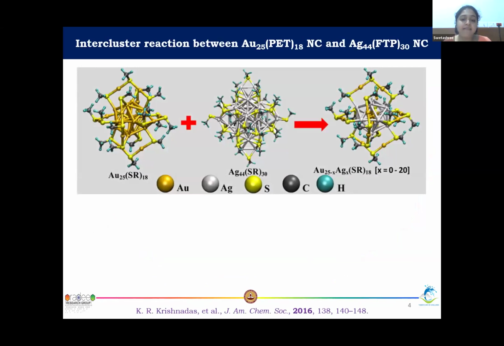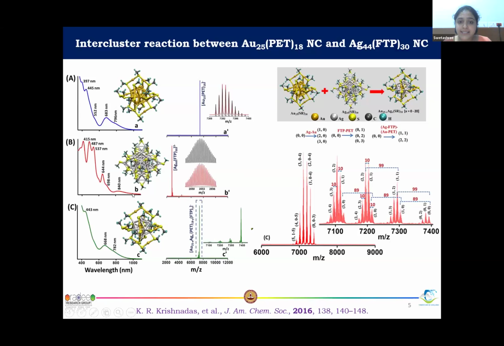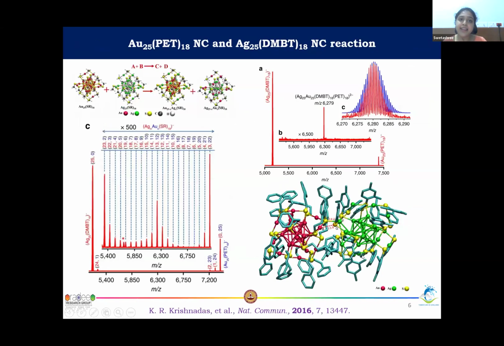These intercluster reactions were first reported in JACS in 2016, where one PET-protected gold cluster and one FTP-protected silver cluster were reacted, and spontaneous exchange between the ligands and metal atoms was observed. This reaction was studied with the help of UV-visible spectroscopy and mass spectrometry to observe the metal and ligand exchanges. With mass spectrometry, we can precisely observe the exchange of each metal and ligand between the two nanoclusters.